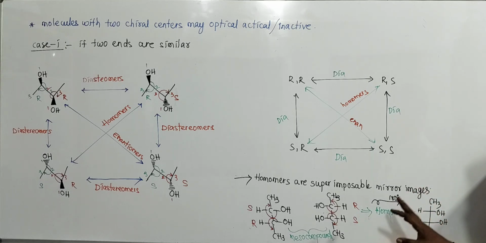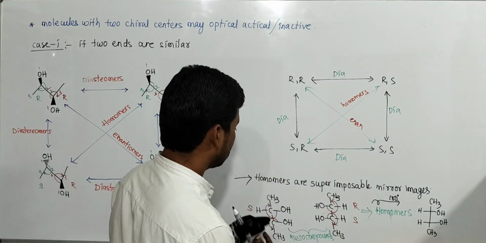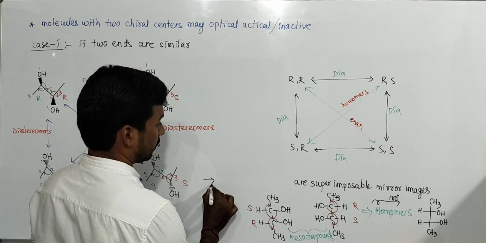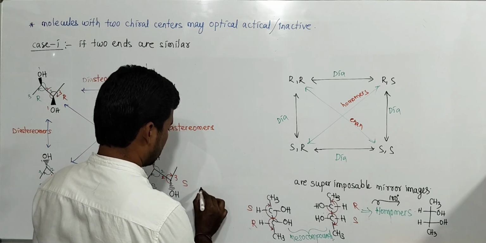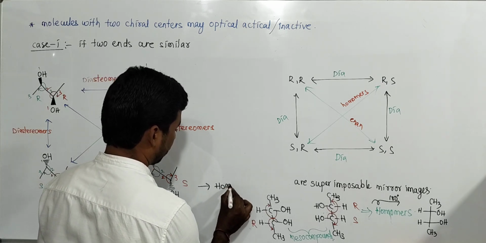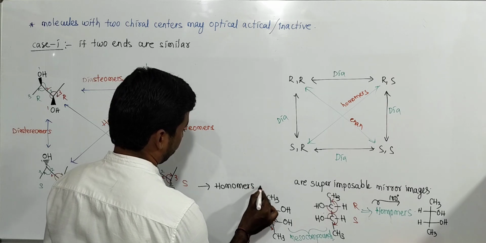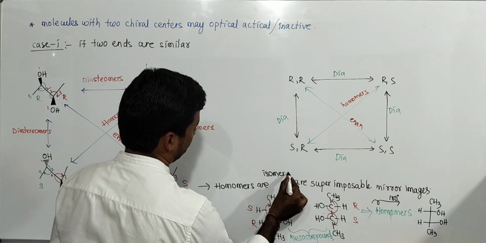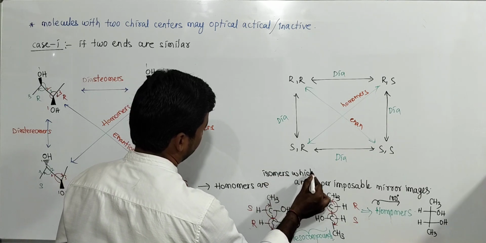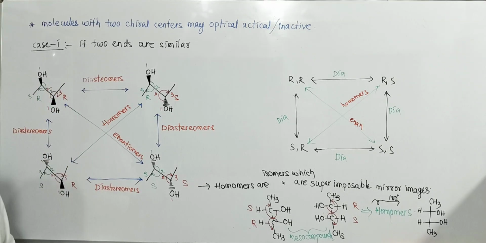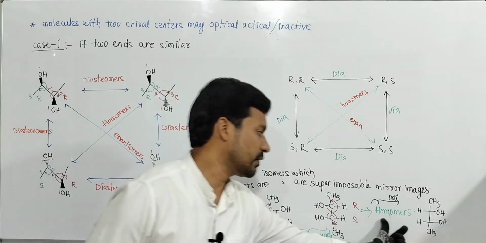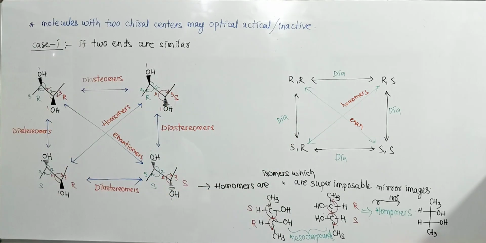Homomers are the isomers which are superimposable mirror images. I will write it like this: homomers are isomers which are superimposable mirror images. Yes, these two are superimposable mirror images to each other. Superimposability is verified by this method. Okay, take this one.